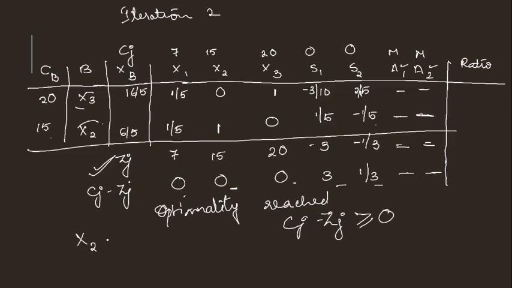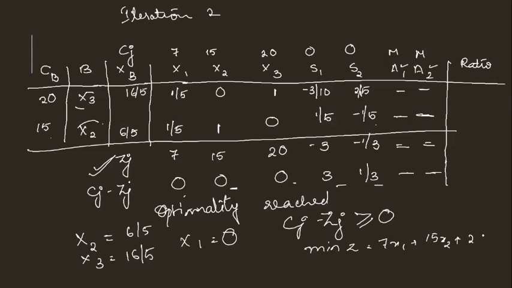We were asked to solve, and we have to find out the unknown factors now. So here x2 is 6 by 5, x3 is 16 by 5 from the tables. x1, which is not in the table, is considered as 0. And what about the objective function? We are asked to minimize z equals 7x1 plus 15x2 plus 20x3. So this is equal to 7 into 0 plus 15 into 6 by 5 plus 20 into 16 by 5, and you will get the answer as 82.